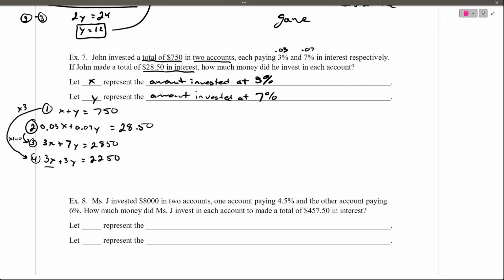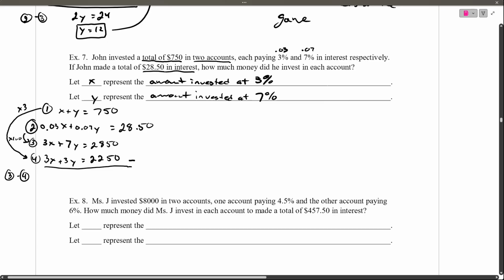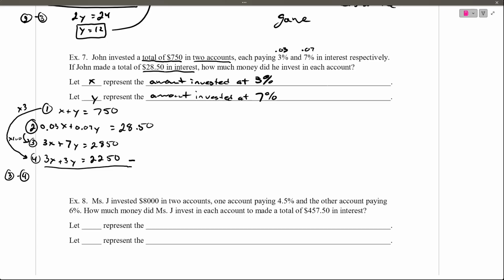Okay. We got to do some math. What do we got here? So we have two of the same coefficient on x, and they're the same sign, which means we need to subtract. So that means we're doing 3 minus 4. Okay. So we have 3x minus 3x, gone. 7y minus 3y, well, that's 4y. 2850 minus 2250 is exactly 600. Okay. So y is going to be equal to $150.